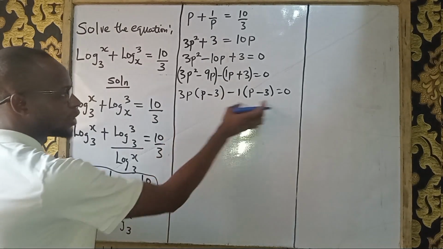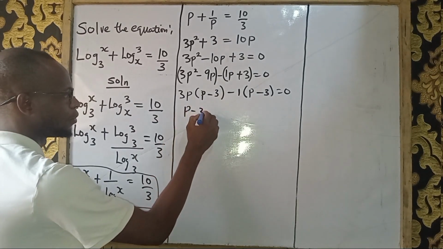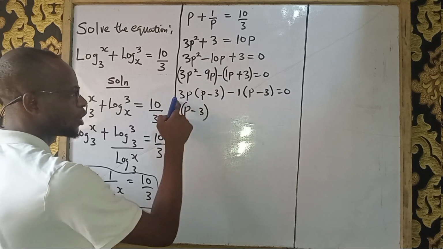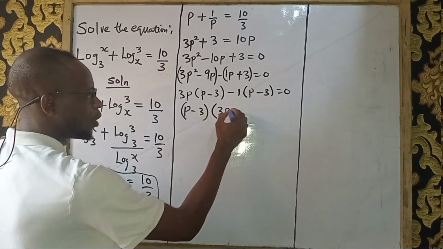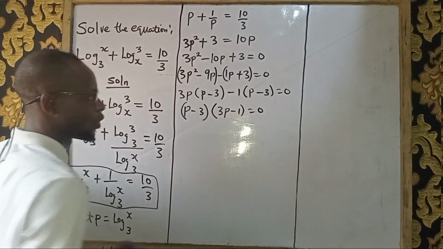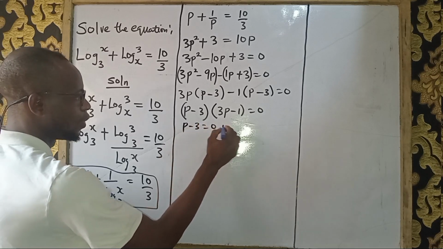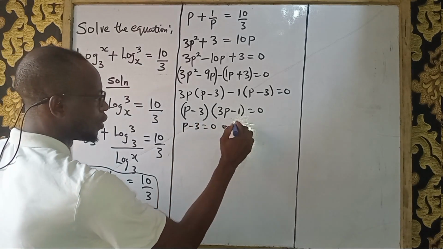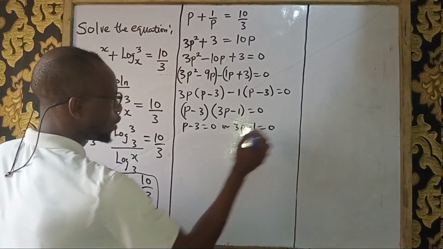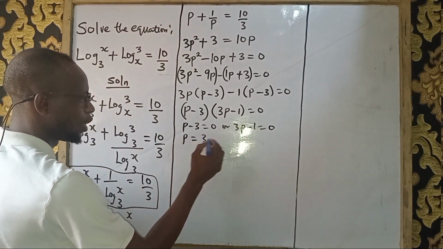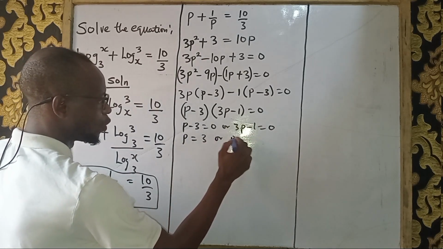Okay, so since they are the same, you take one of them. Then the one outside the bracket, you also put them in a bracket. That will be 3p minus 1 equals 0. So you equate them to 0. You have p minus 3 equals 0, or 3p minus 1 equals 0. So here p will be equal to 3, or p will be equal to 1 over 3.